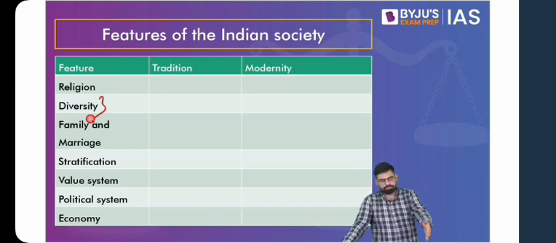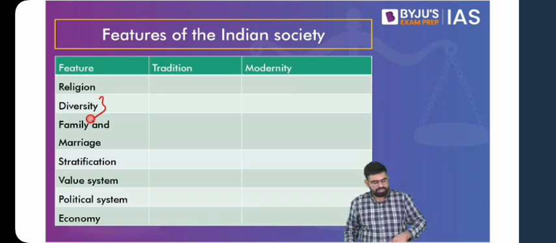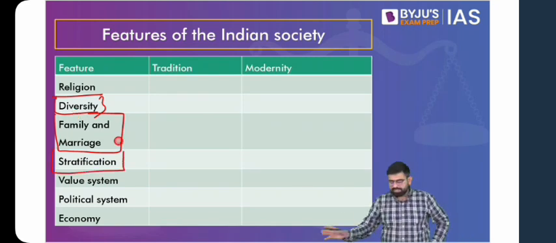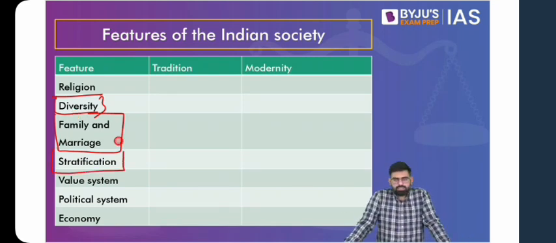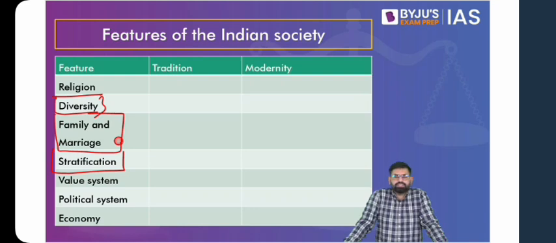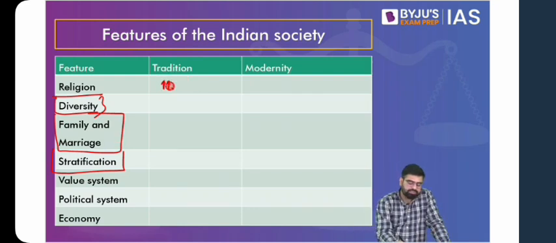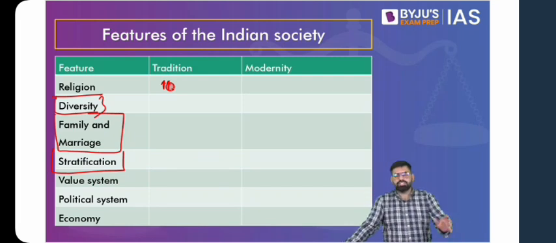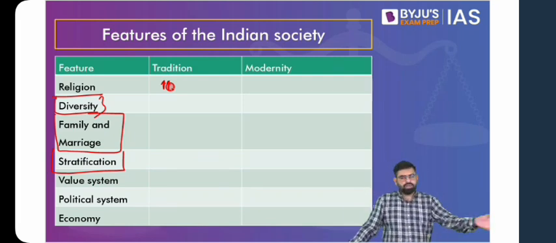So these features, I've mentioned a few features here. Let's have a brief idea about them and then take up diversity, family and marriage, and this idea of social stratification in detail in the later lectures. So if we talk about religion, as we have said in the process of modernization, the importance of religion in the traditional Indian society was high. It was one of the most significant forces. Look at our social makeup. Look at the social institution of, say, family, social institution of caste system. They were all derived from religion.